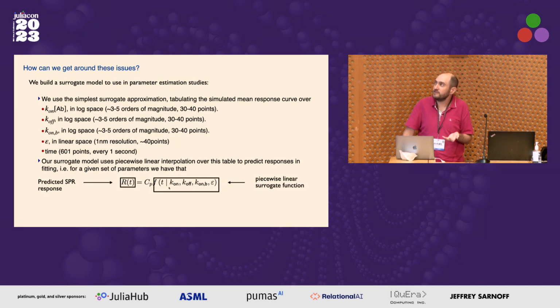So here we have some piecewise linear surrogate function that essentially just does the interpolation over our table for a given set of parameters at a given time. And then there's a scaling constant that we have to fit, because all we know is the response units and that they're proportional to the amount of antibodies bound at the surface, but not directly equal to. So there are 5 parameters that you end up having to fit over. And then essentially we optimize, trying to minimize the difference between this and the SPR data.